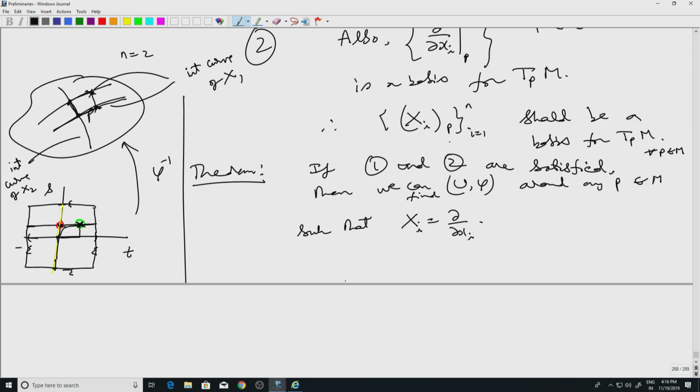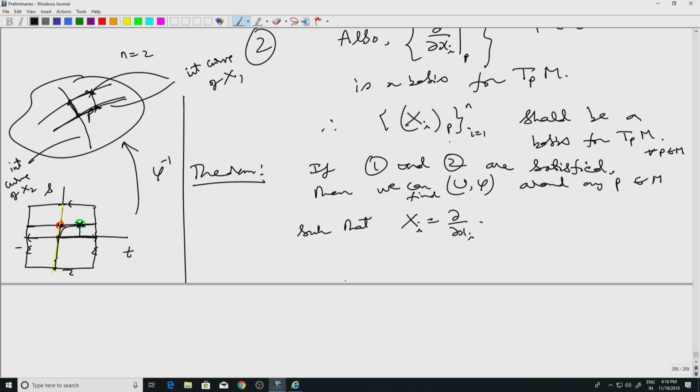And of course, the original goal of getting hold of xi as del by del xi is automatic, because after all we are dealing with integral curves. So when I differentiate, these coordinate vector fields, the standard coordinate vector fields in R2, are certainly going to x1 and x2 here, because we are working with integral curves. Okay, so that is one version of Frobenius theorem.